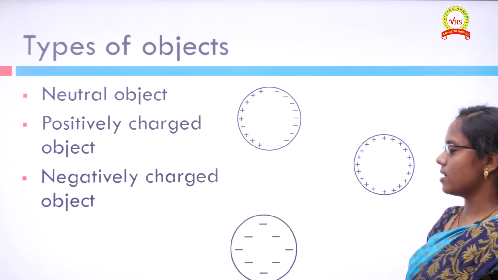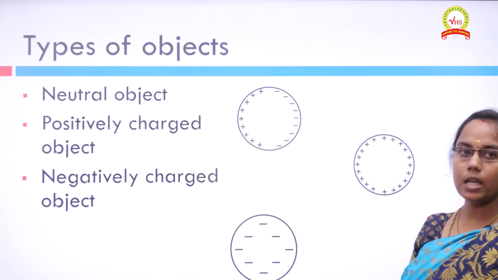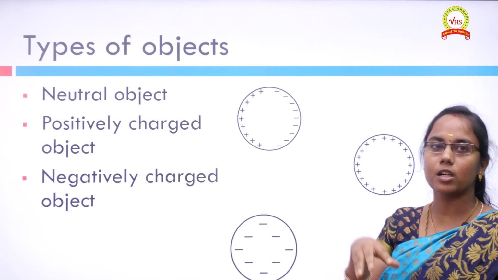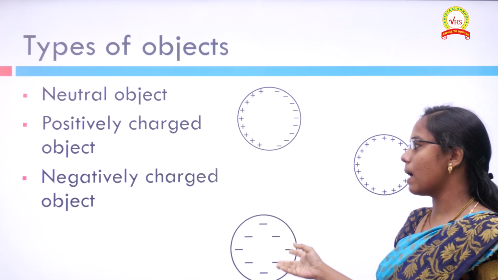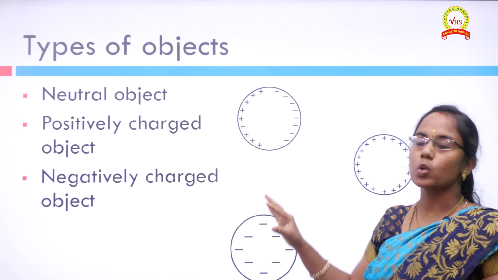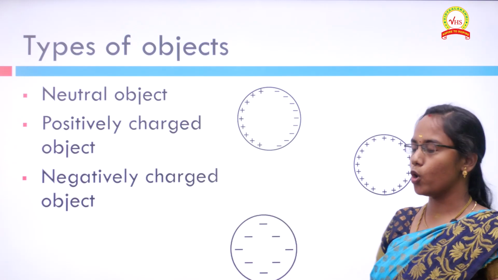Then the negatively charged object has not lost any amount of electron, it is possessing all the electrons inside itself and which is marked by the negative sign. So this is about the types of object.